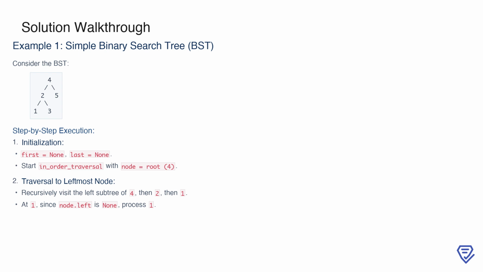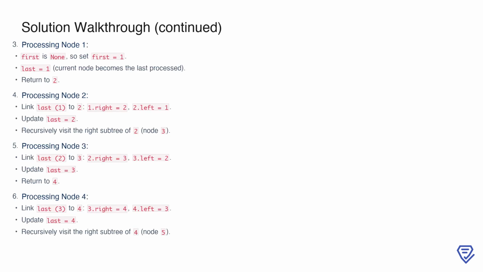Initially, we set first and last to none as placeholders to track the start and end of the DLL. Starting the traversal at the root, which is node 4, we first move to the left subtree. From node 4, we visit node 2, and then continue left until reaching node 1, the leftmost node in the tree. Since node 1 has no left child, it's time to process this node as part of the doubly linked list. When we process node 1, we check if first is none, which it is, indicating this is the first node we're adding to the list.